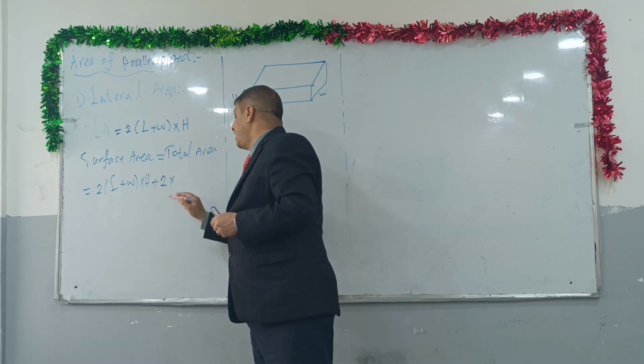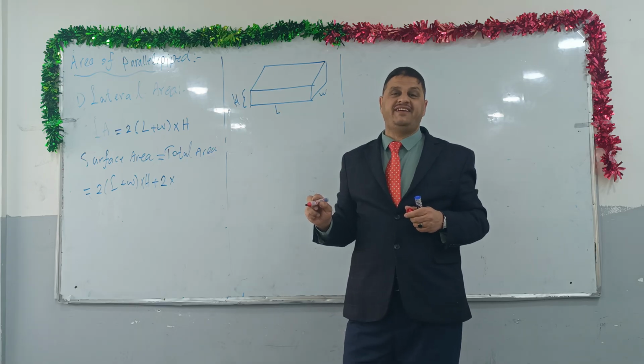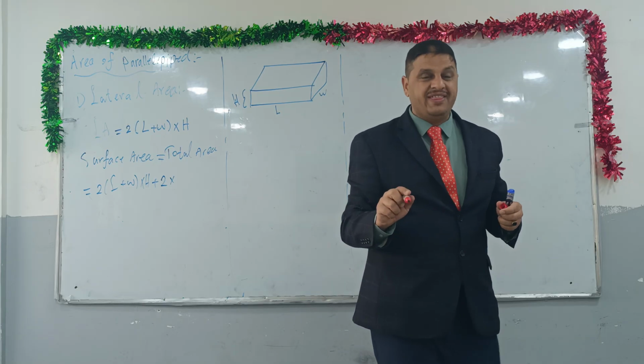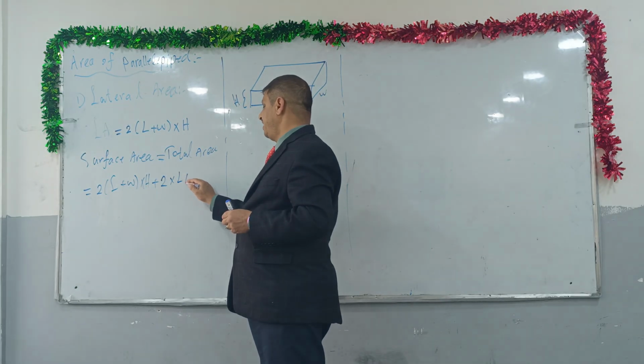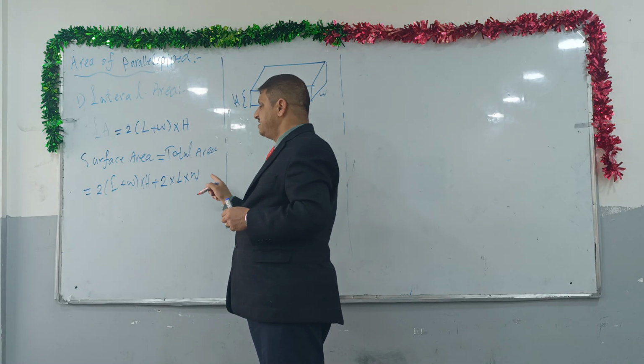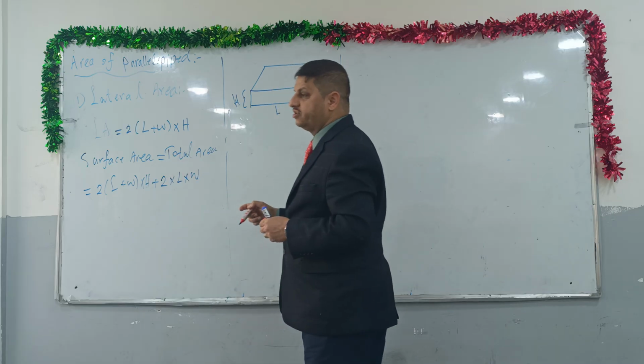2 times the base, which is a rectangle. What is the law of the area of the rectangle? It is length times width. Here is the surface area, which I mean by the total area.